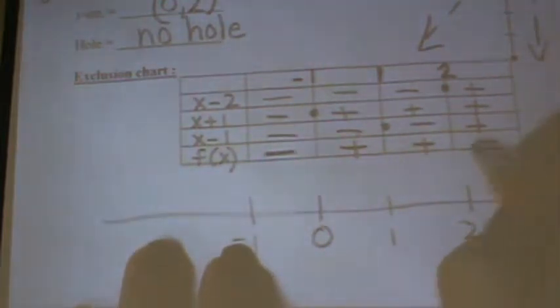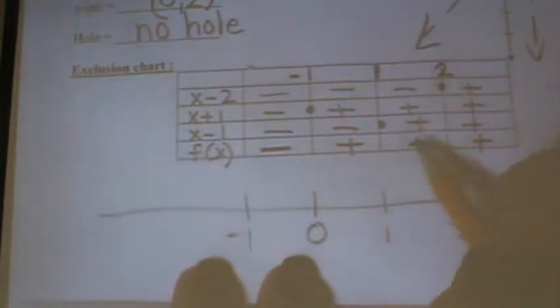Now we count. How many negatives do you have here? 3. 3 is odd, so it's negative. 2 is even, positive. So negative, negative, positive, positive. So we count, we have 1 negative, so that's negative. From negative infinity to -1, we are in the negative region. So that means we're in this region, like that.